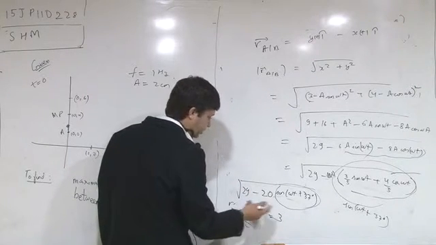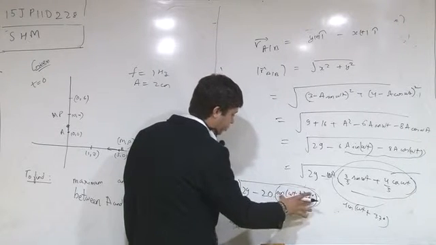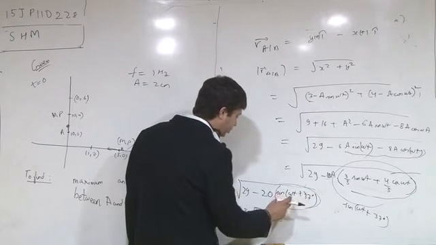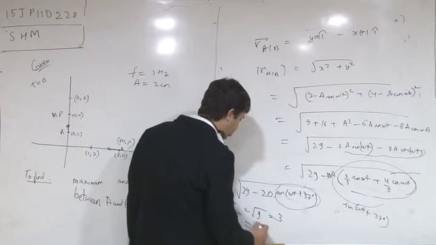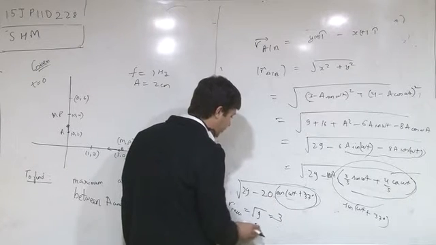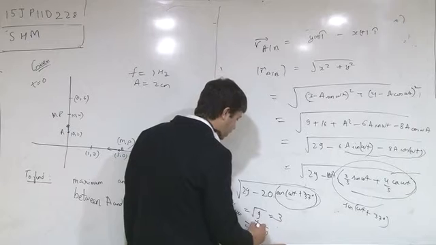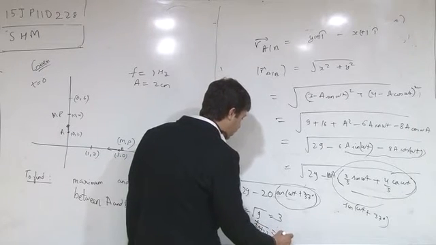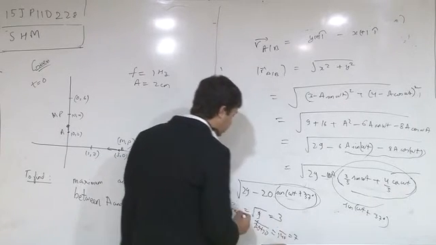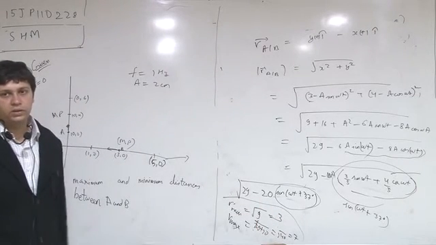If I have to find the maximum value, we put the value of 0 here. So it comes out to be root 29, or in fact this is not the maximum value. If I put the value as minus 1, it comes out to be 29 plus 20, which becomes root 49, and the maximum value comes out to be 7. So here we have found the answers: the minimum value is 3 and the maximum value is 7.